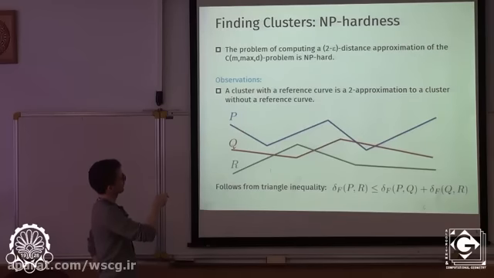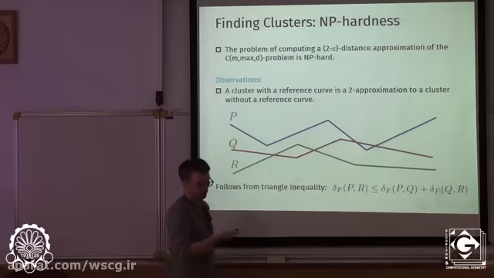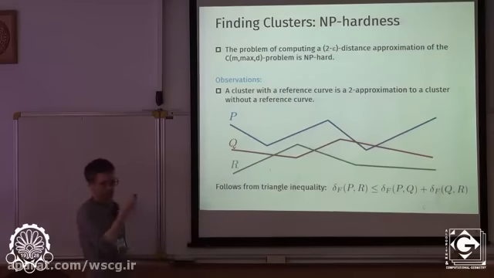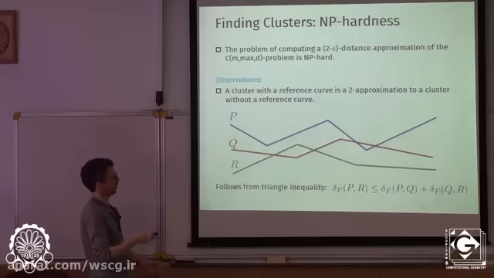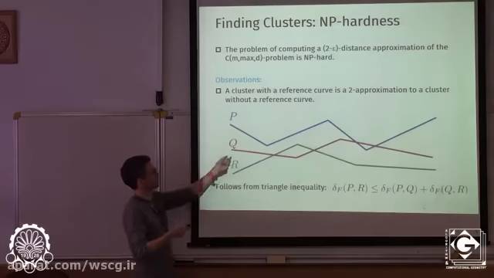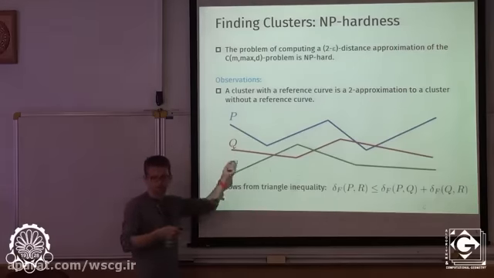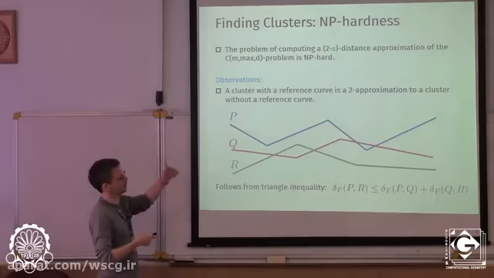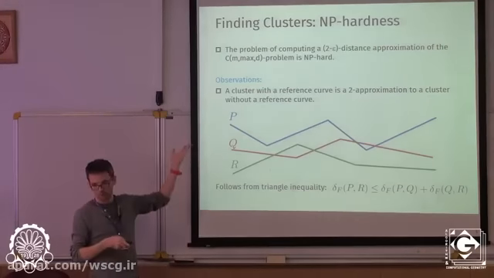I know that the distance between p and r is at most twice the distance to the center, and that means that if I now find a cluster, instead of finding a cluster where all pairwise distances are small, I'm finding a cluster where the distance to a representative trajectory is small, then that gives me a true approximation of my original problem.